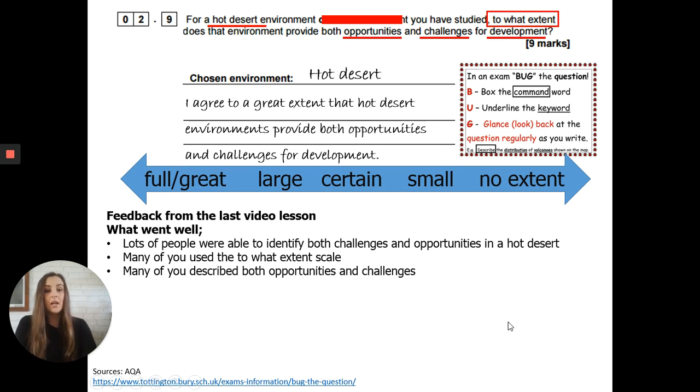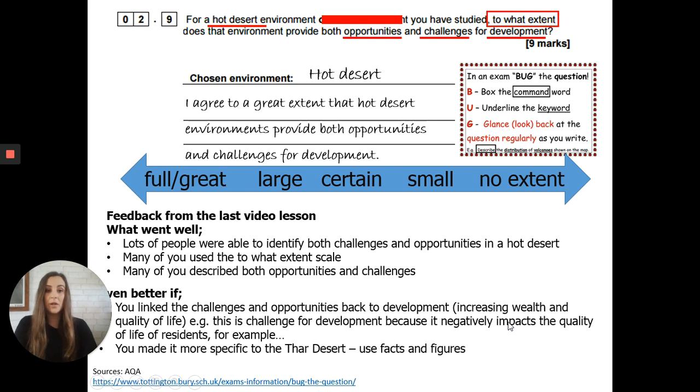To make it a little bit better, and you can have a glance back over your work from last lesson, it'd be really good if you could link the challenges and opportunities back to development. From last lesson, I said development was the increase in wealth and quality of life in a place. So for example, you'd say this is a challenge for development because it negatively impacts the quality of life for residents, and so on. And just another point to make it slightly better would be to make it more specific to the Thar Desert, so use key facts or figures.